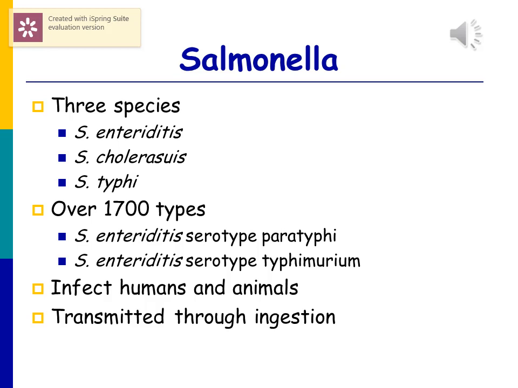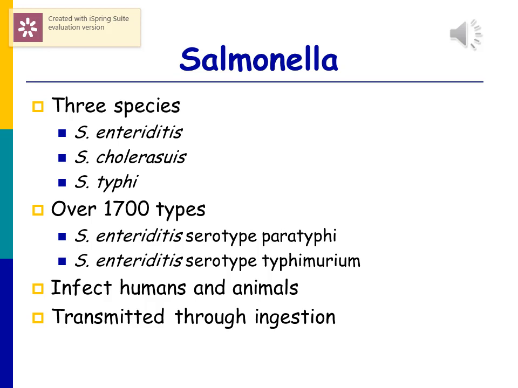So we'll start talking about Salmonella, I should say reviewing, because we already talked about Salmonella in the spring semester. We have 3 species of Salmonella: Enteritidis, Choleraesuis, and Typhi. There are over 1,700 serotypes of Salmonella, so it's very complicated. So we usually just say Salmonella enteritidis, because it's Salmonella enteritidis serotype paratyphi, Salmonella enteritidis serotype typhimurium. So it's just Salmonella enteritidis just to make it simple.